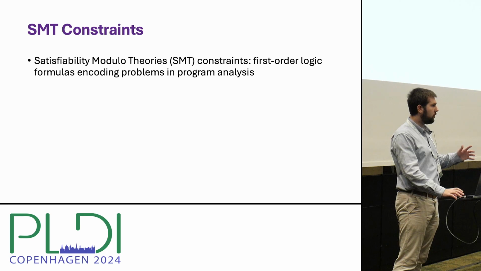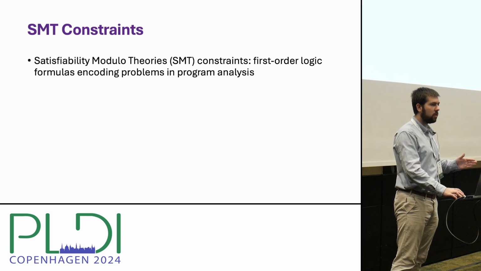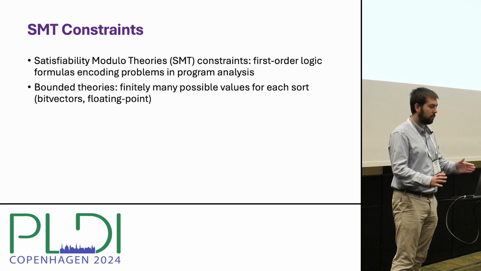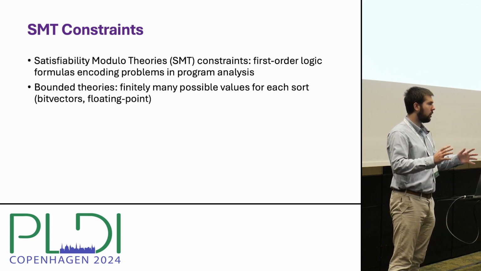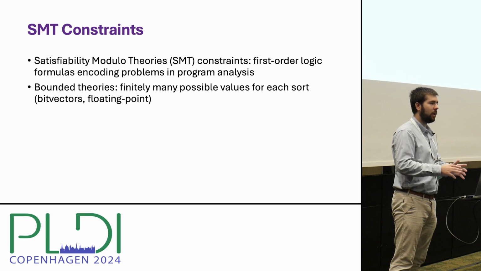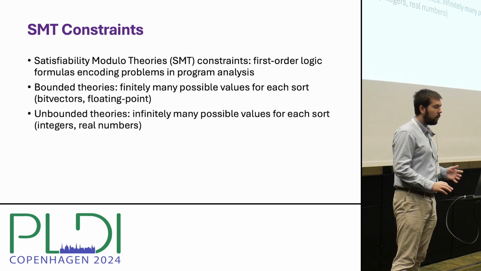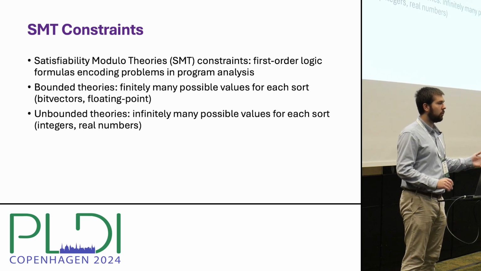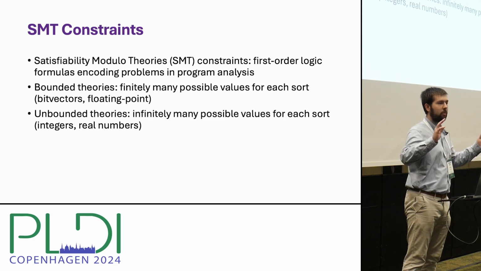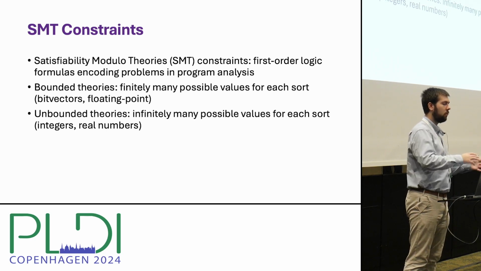In this talk, I'm going to split SMT theories into two parts. So first, we have bounded theories, where every variable can have one of finitely many possible values. So this would include bit vectors or floating point numbers. And then there are unbounded theories, where every variable could have any of infinitely many possible values. You can think of integers or real numbers here.